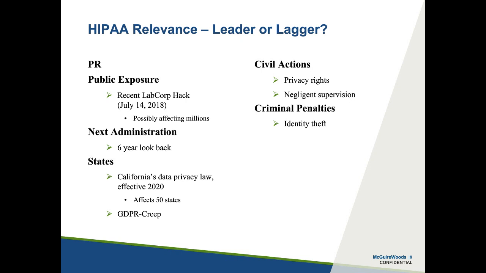And then I just noted public exposure as well in PR. There's a LabCorp case right now where there's a huge hack, and it's making all the news worldwide. And again, nobody wants that publicity, even if there's not a huge OCR enforcement attached to it.